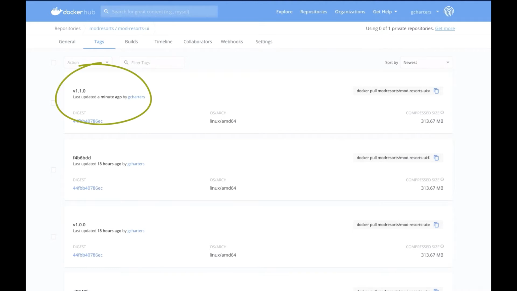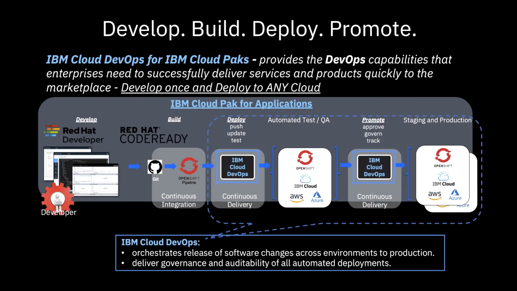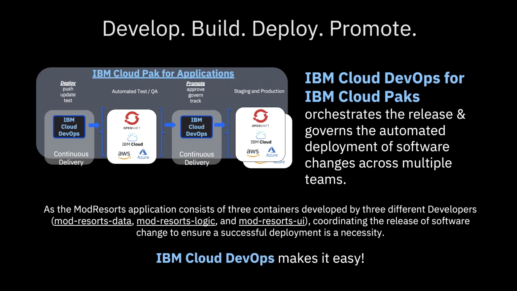With the container image tagged appropriately and available in the trusted registry, the team can begin deploying the new container image across the pipeline and verify application quality, checking to make sure the new feature works as expected. IBM Cloud DevOps for IBM Cloud Paks provides the DevOps capabilities enterprises need to successfully deliver new services and products quickly to the marketplace.